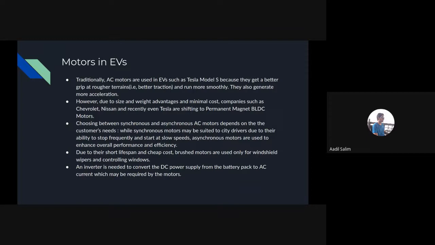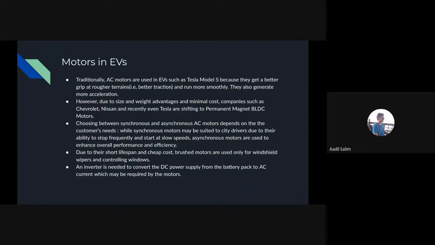Why are they used? Because they have better traction. That is, they have a better grip on rough and uneven terrain. Their operation is much smoother. They also generate more acceleration compared to their counterparts. However, in recent times, companies like Chevrolet, Nissan, and even Tesla in its latest Model 3, have moved on to permanent magnet BLDC motors.